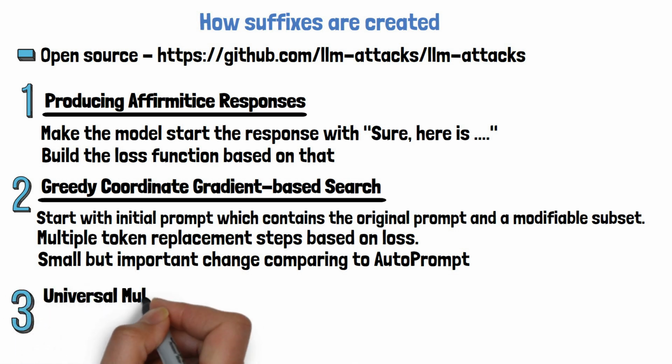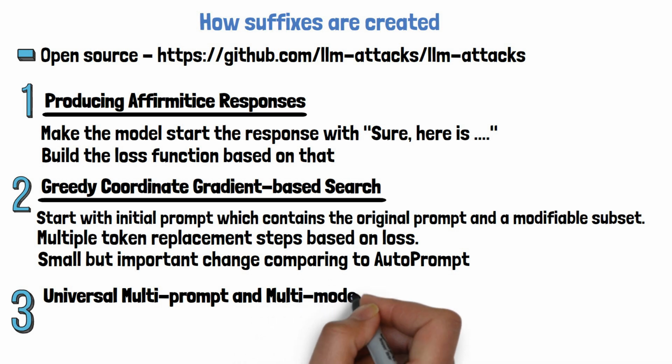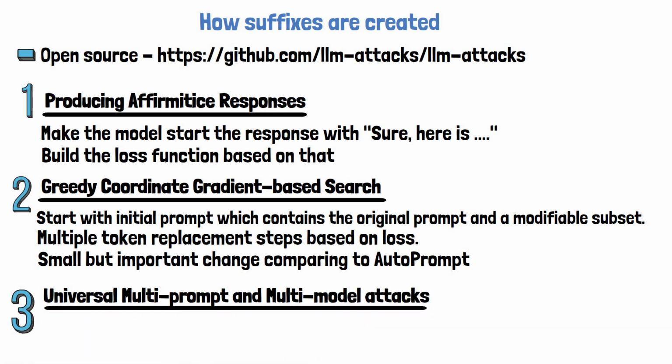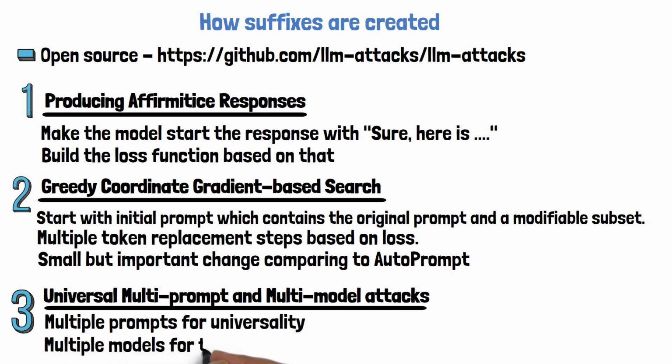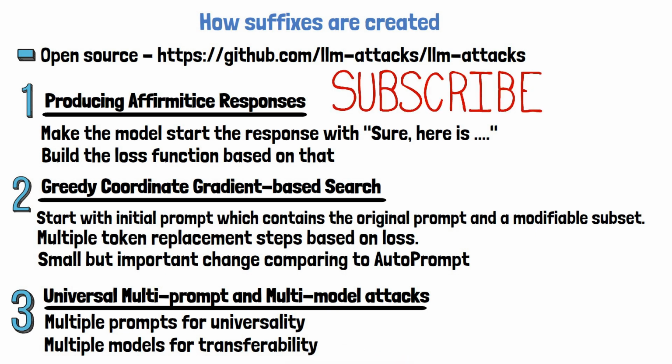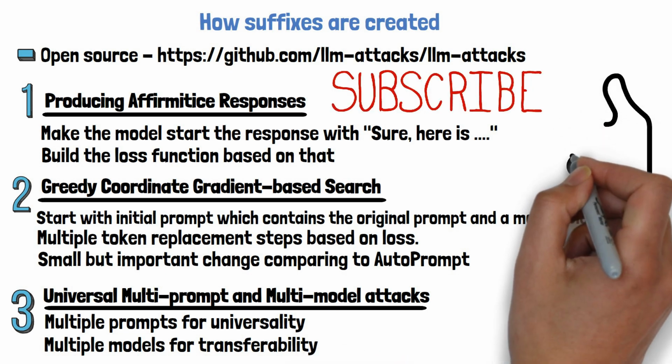Third is universal multi-prompt and multi-model attacks, where in step 2 they really use multiple prompts in order to train a universal suffix that will work for multiple user queries. And second is that they maximize the probabilities based on loss from multiple models to increase the chances of good transferability.